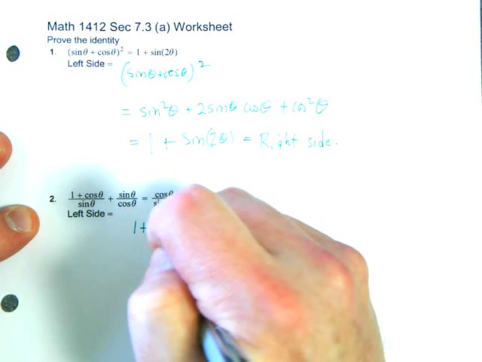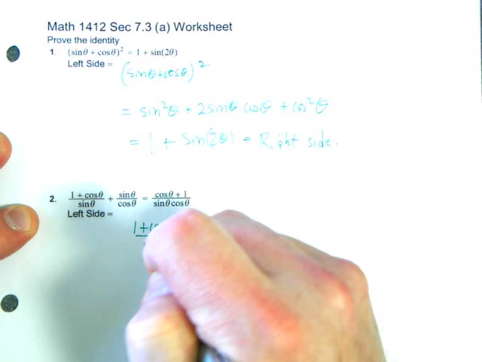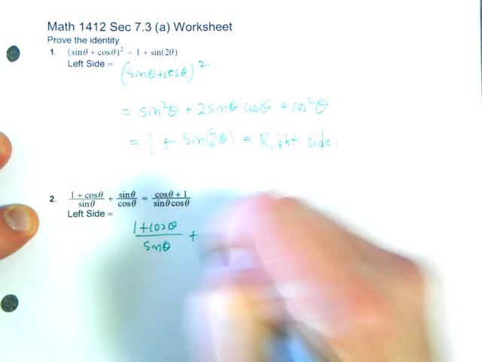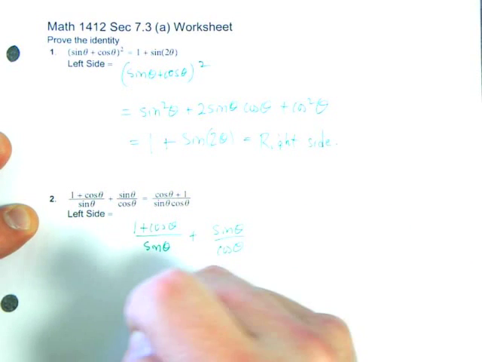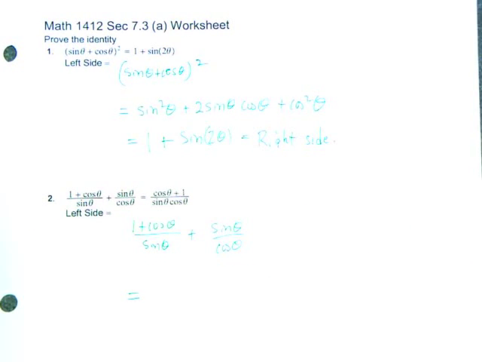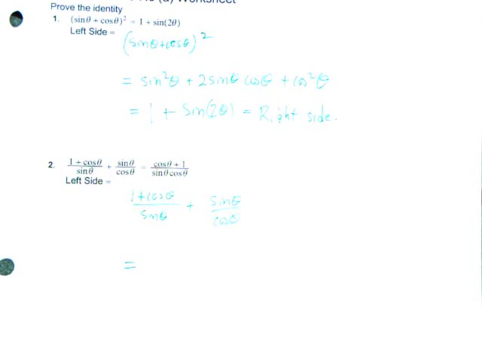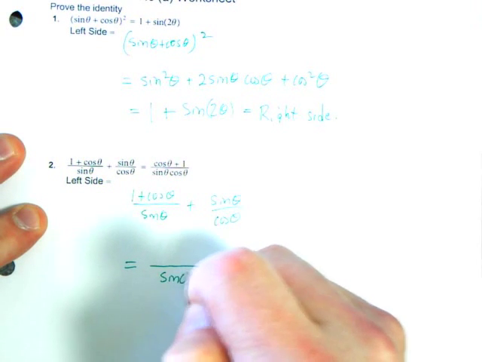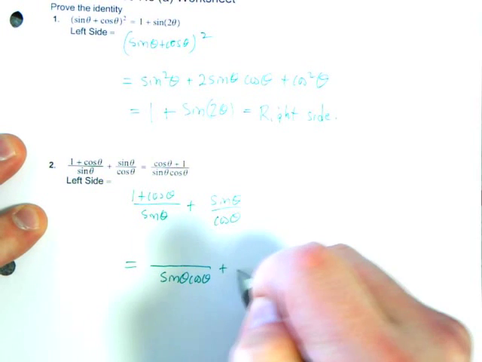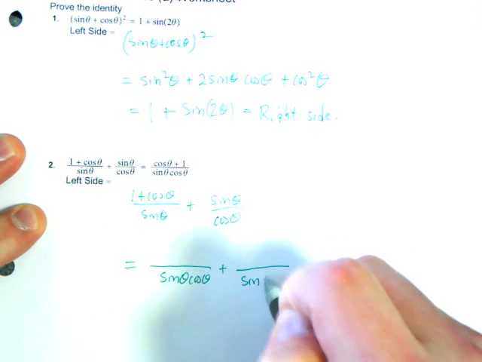1 plus cosine theta over sine theta plus sine theta over cosine theta. I notice I'm trying to add a couple of fractions. In order to add fractions, I better have a common denominator. What's the common denominator? I just multiply them together: sine theta cosine theta.